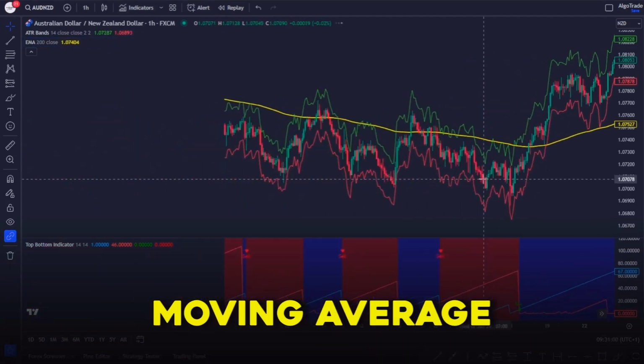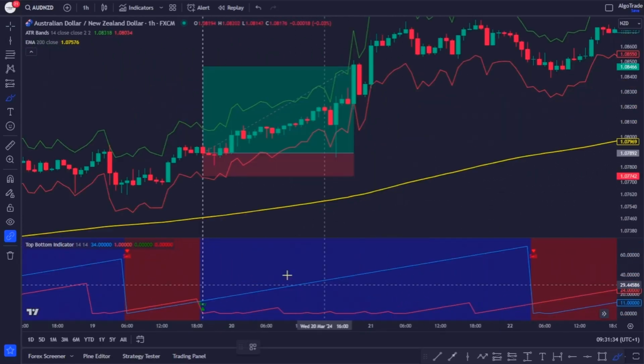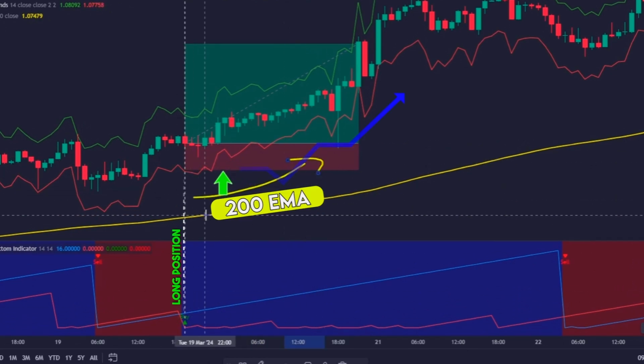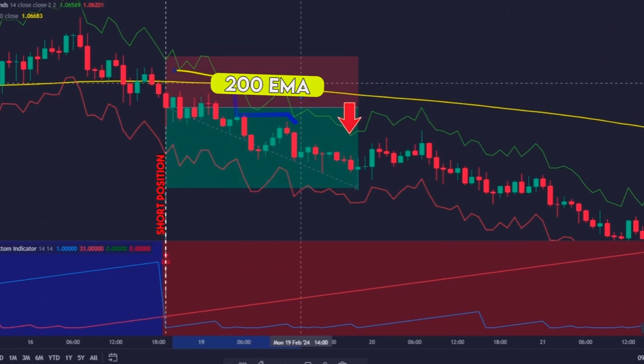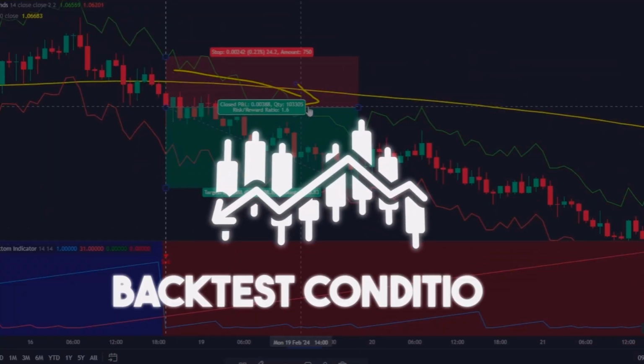Finally, regarding the technical system, in addition to the top-bottom indicator, I will also use a 200-period exponential moving average as a baseline to filter out losing signals from the indicator. Here you have an example of a long position where the price is above the 200 EMA, and here you have a short trade example where the price is below the baseline. And in short, these are our backtest conditions.